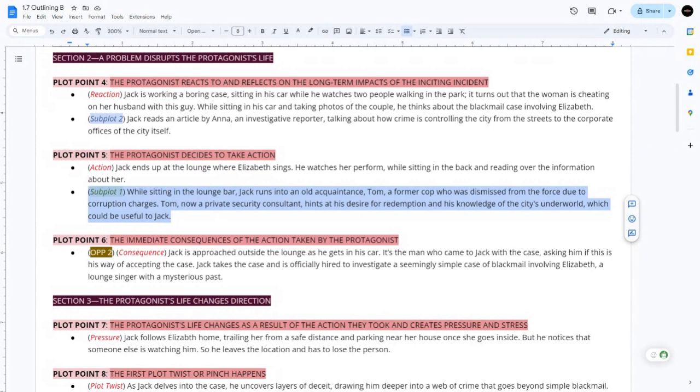Tom comes out in plot point 4 originally, and it's while Jack is investigating CD bars, but we're not up to that yet. But I wanted to introduce Tom a little earlier. So while sitting in the lounge bar, which is still a bar, Jack runs into an old acquaintance, Tom, a former cop who was dismissed from the force due to corrupt charges. Tom, now a private security consultant, right? So we added that. We put it into a nice moment.